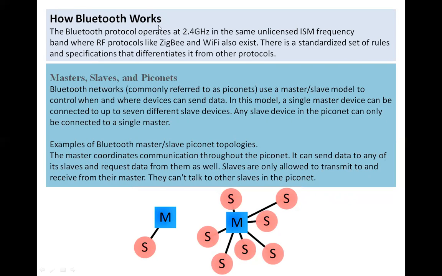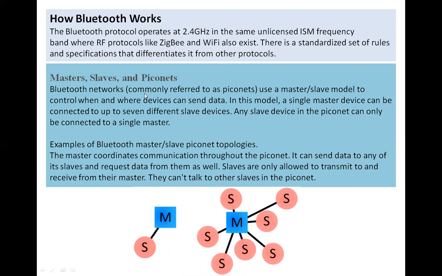how Bluetooth will work. The Bluetooth protocol operates at 2.4 GHz in the same unlicensed ISM frequency band where RF protocols like Zigbee and Wi-Fi also exist. There is a standardized set of rules and specifications that differentiates it from other protocols. Now we see masters, slaves, and piconet.